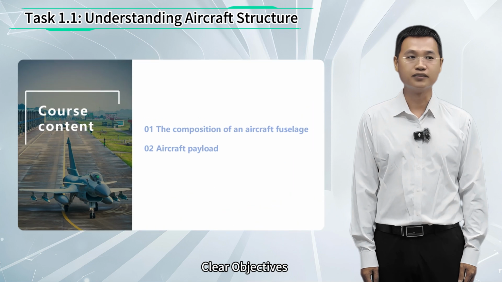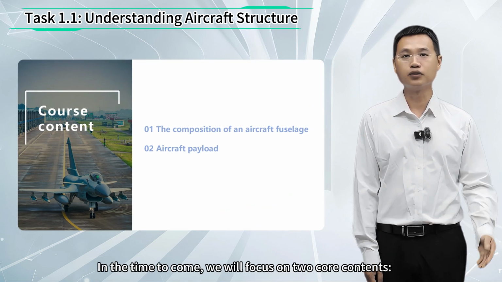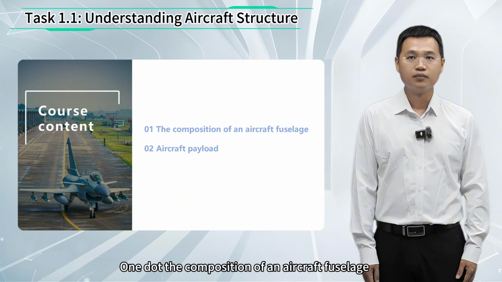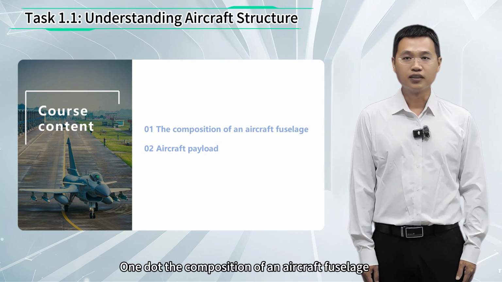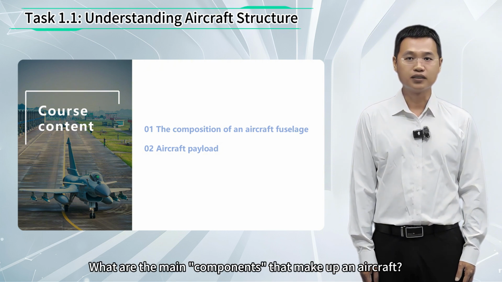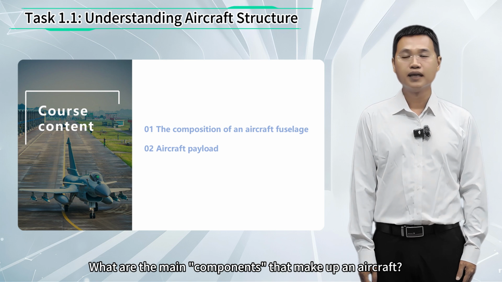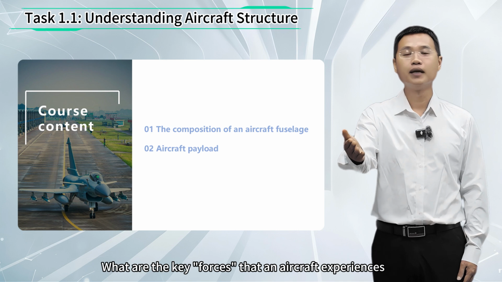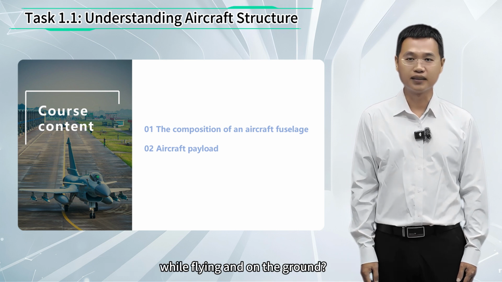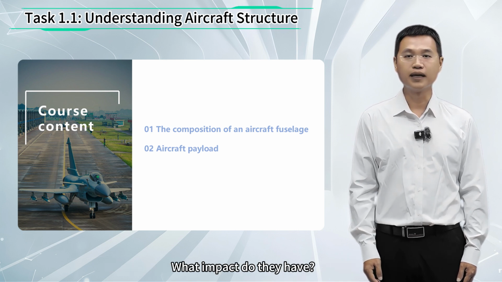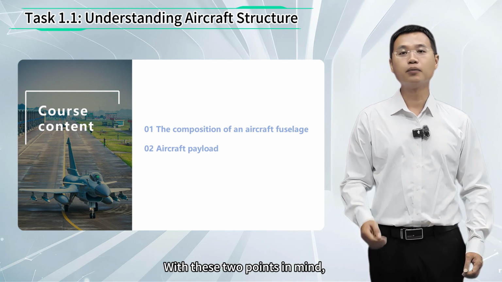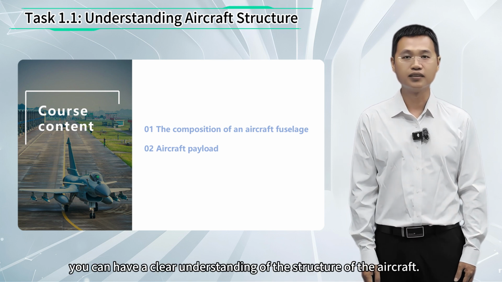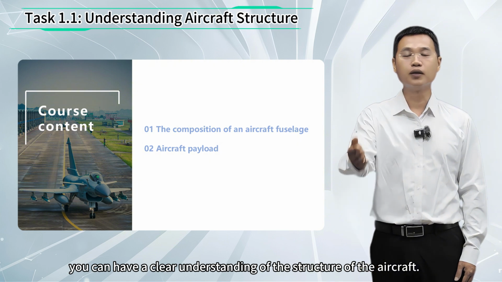Clear objectives. In the time to come, we will focus on two core contents. 1. The composition of an aircraft fuselage. What are the main components that make up an aircraft? 2. Aircraft payload. What are the key forces that an aircraft experiences while flying and on the ground? What impact do they have? With these 2 points in mind, you can have a clear understanding of the structure of the aircraft.